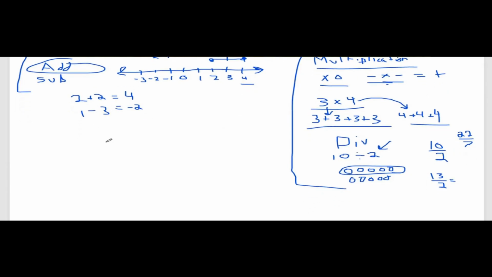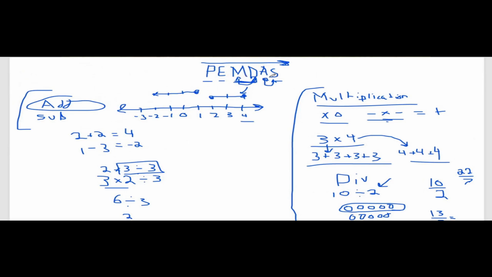If I have 3 times 2 divided by 3, I can multiply these two first, giving me 6 divided by 3, which gives me just 2. But if I switch this around a little bit to 2 times 3 divided by 3, 3 divided by 3 is just 1, and 2 times 1 is also just 2. So it doesn't really matter what order you do multiplication and division.